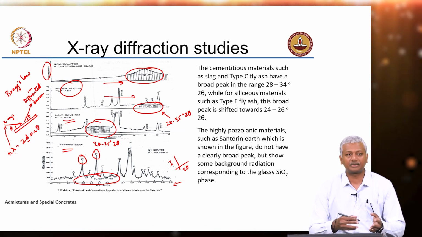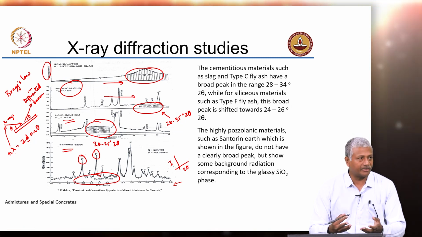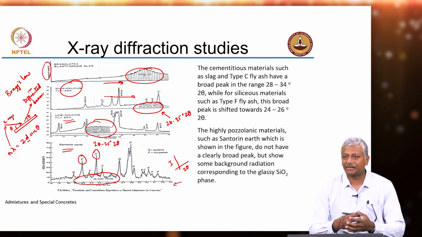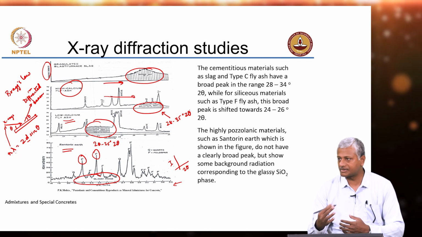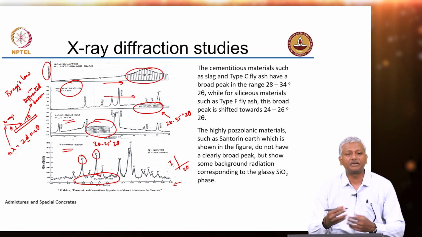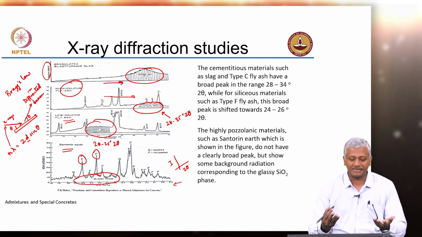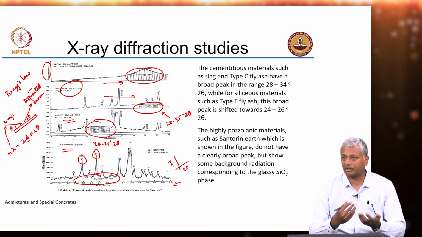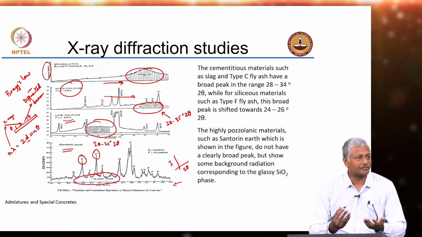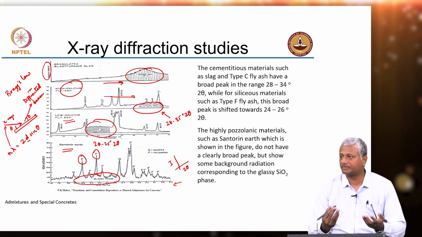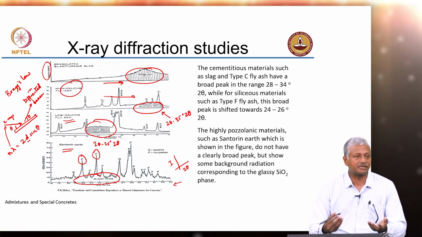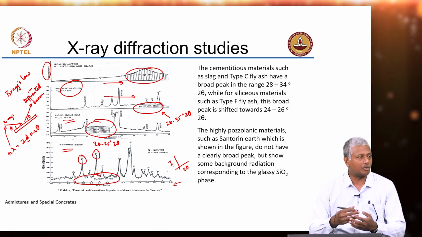Now, there are complicated ways in which you can quantify all of these phases and get a clear extract of what is amorphous, what is crystalline in your system. But just by looking at it, you can clearly see that for ground granulated blast furnace slag, do you see any crystalline peaks? You do not see any crystalline peaks, it is almost 100% amorphous.